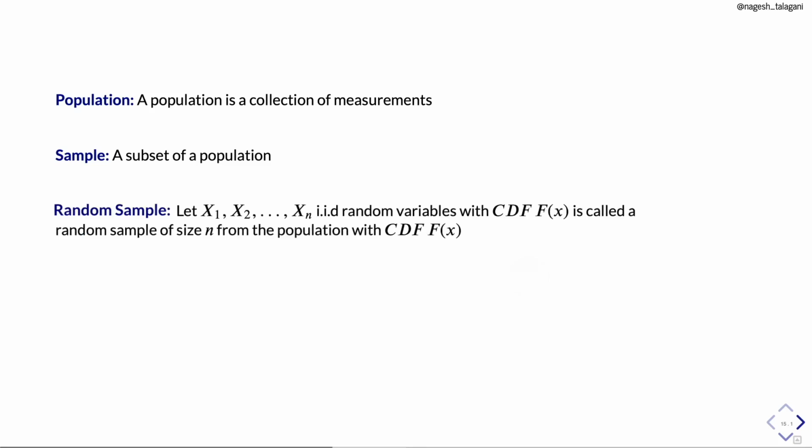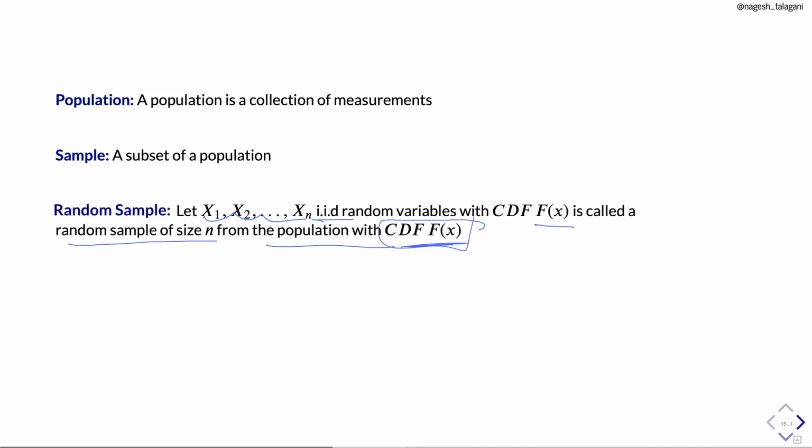For example, heights of students in your college may follow some normal distribution with some mean parameter mu and some variance parameter sigma squared. Okay, fine. A sample: a subset of a population is called a sample. Next, we are going to talk about random sample. Random sample means, intuitively, a random subset of a population. The mathematical definition is the following. First of all, let us say our population is with a CDF of capital F_X. A collection of n IID random variables with CDF capital F_X is called a random sample of size n from the population with CDF capital F_X.